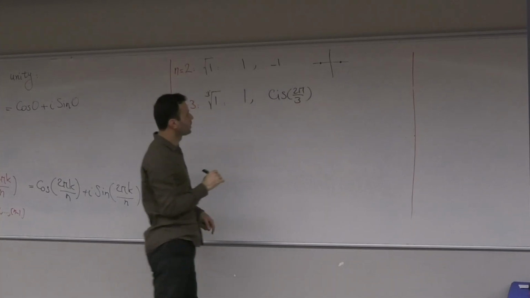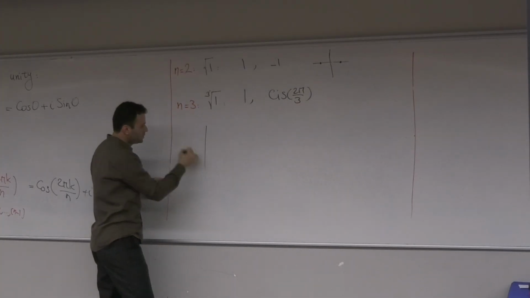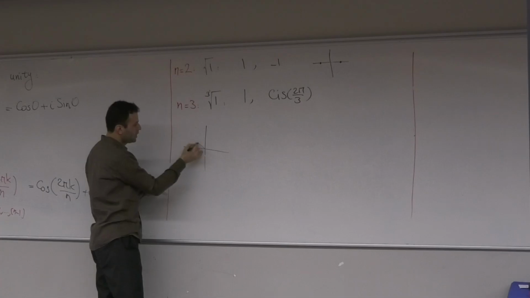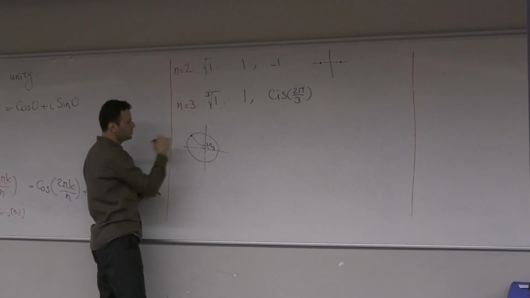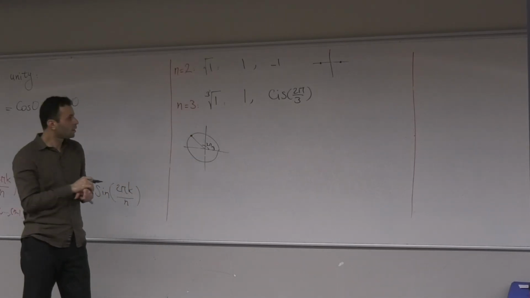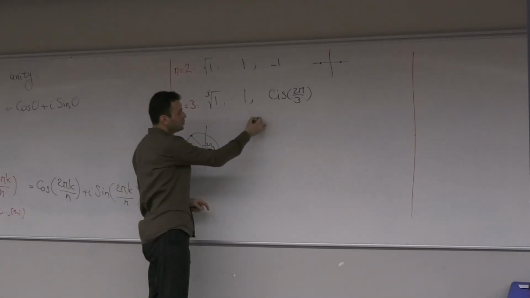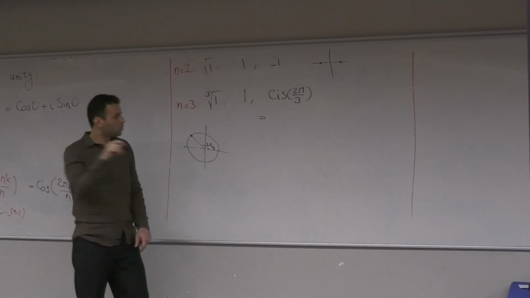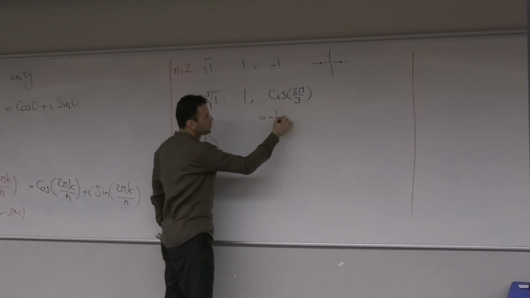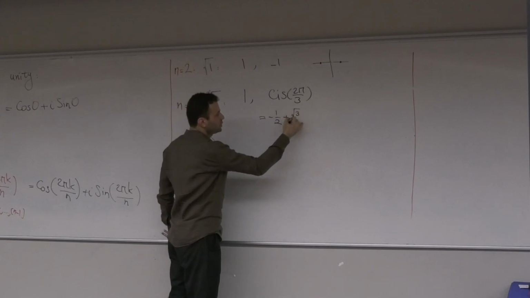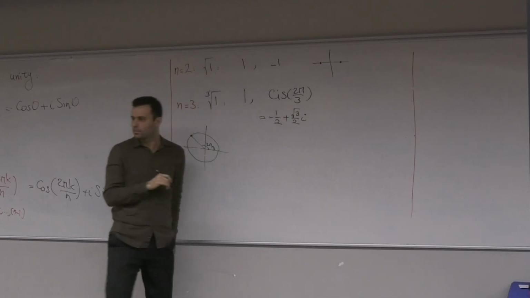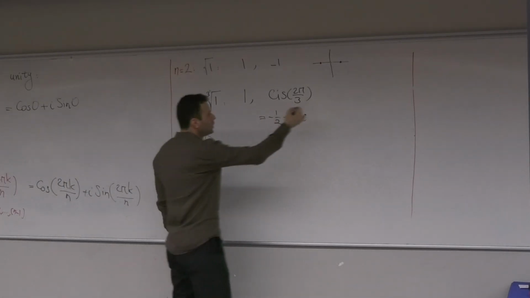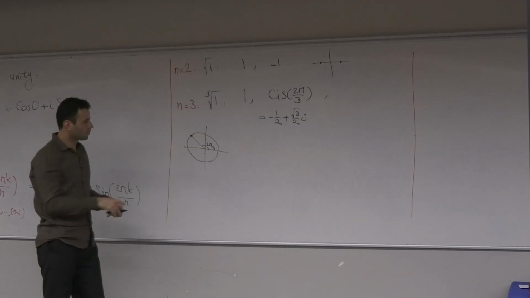Okay? What is this number actually? You have it here, right? In this, here is 2 pi divided by 3, and it is this number. Okay? What is this equal to? Minus 1 divided by 2 plus square root of 3 divided by 2 times I. Okay? What about the other one?